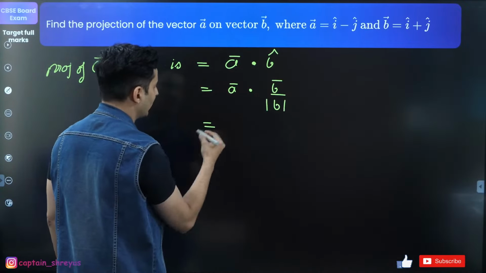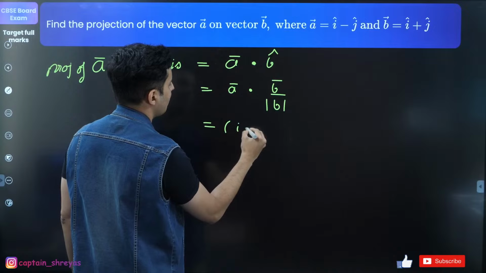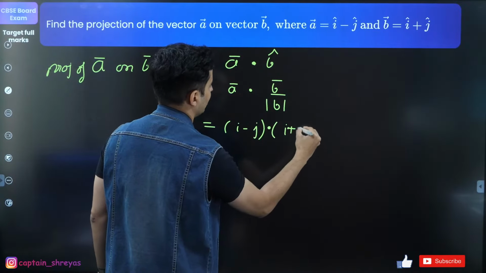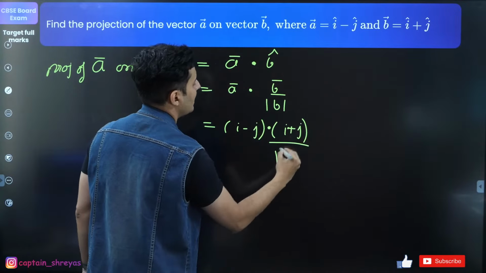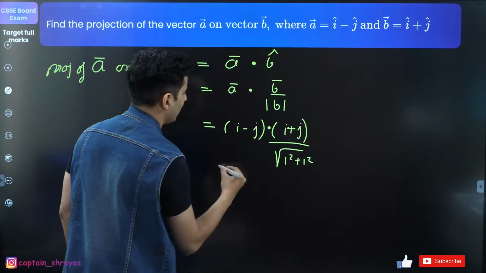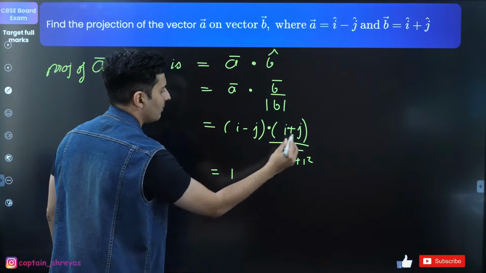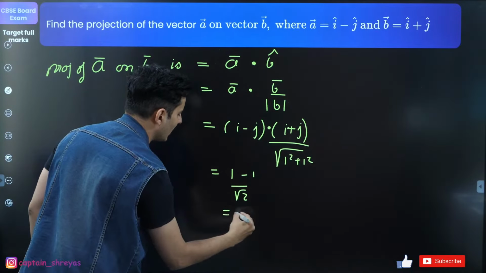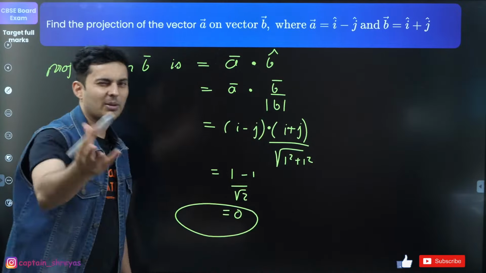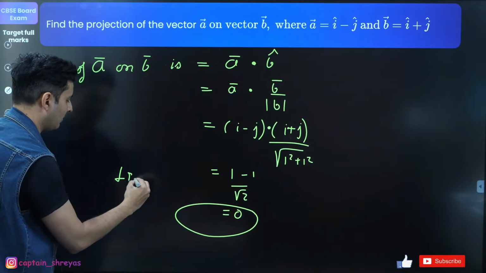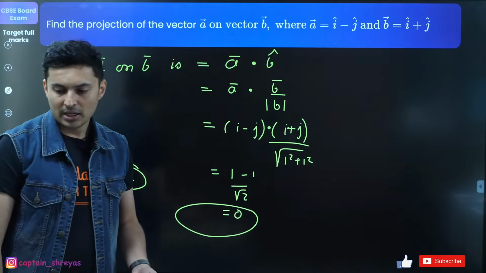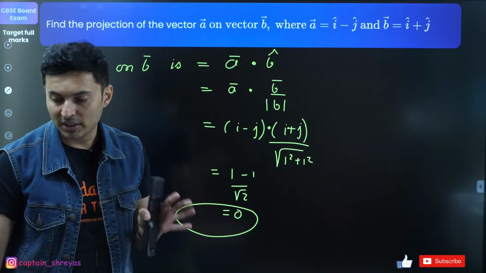So A vector is I minus J, B vector is I plus J, and the magnitude of B is root of 1 square plus 1 square. So the numerator will become 1 into 1, 1, minus 1 into 1, minus 1, and the denominator is root 2. 1 minus 1 is 0. Oh, so there is no projection, they are perpendicular. Basically perpendicular, that's why there is no projection. Yes, 0.